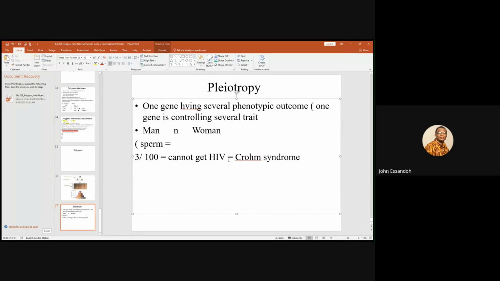All right, they lack the receptor. Okay, I think I've named something here. It was actually named after a certain man. We call it Steve Krohn.